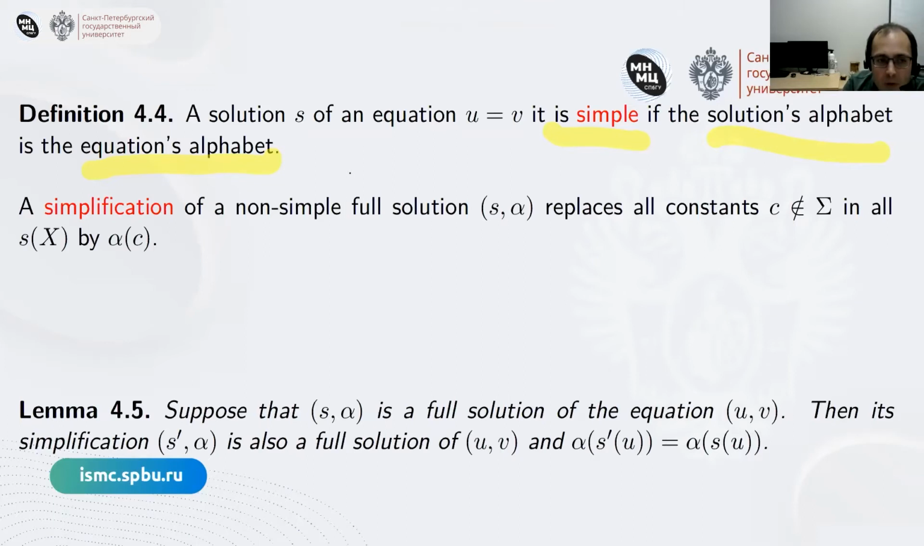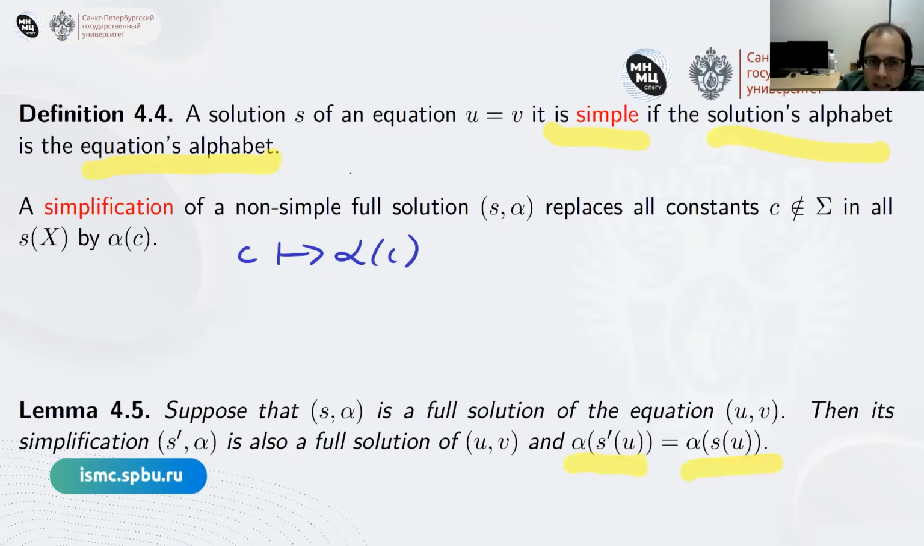Well, we just remove those bad letters, those which are not in the equation's alphabet, and replace every such letter C with alpha on C. Okay, so what should be said is that if we have a full solution and we take its simplification, then it's still a solution. And moreover, alpha defined on those two words is still the same.